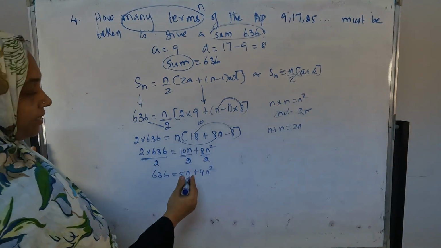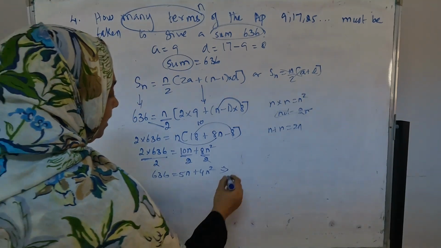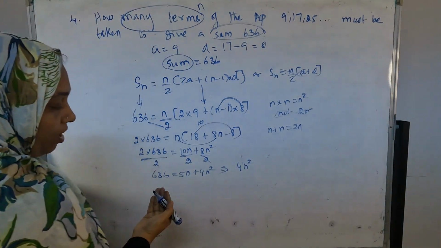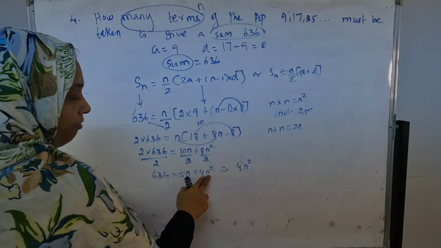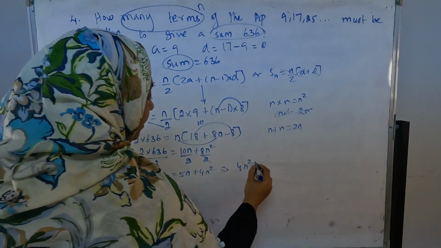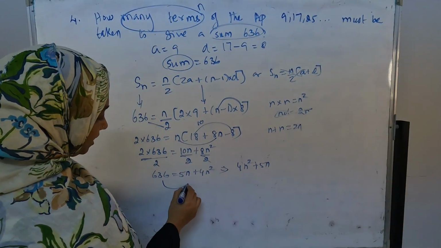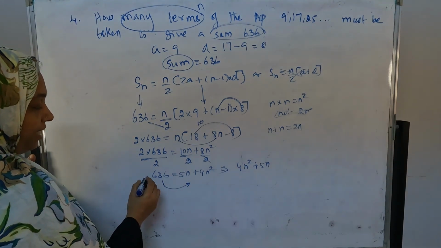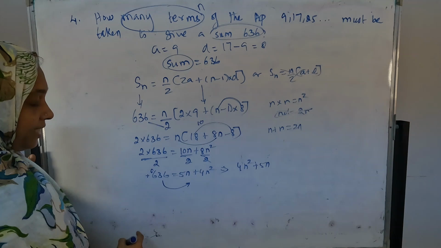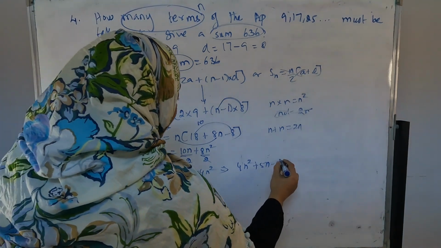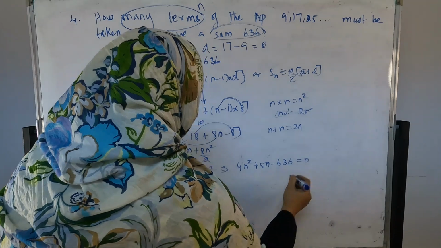Bring all the terms to one side. That time we will get 4n square, arranging in quadratic equation form. 4n square first, I am writing, then plus 5n. This 636 is coming to this side. What is the symbol here? In front there is no symbol, so that means plus. Coming to this side it is minus. Minus 636 is equal to 0.